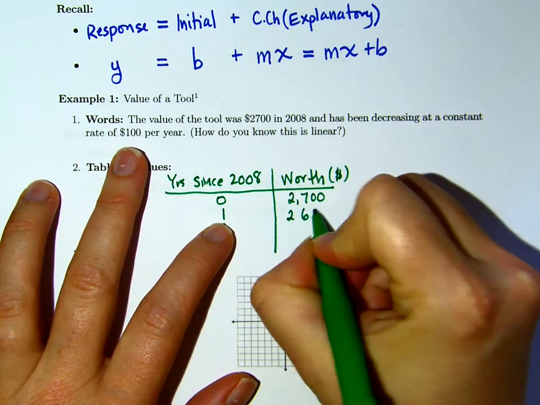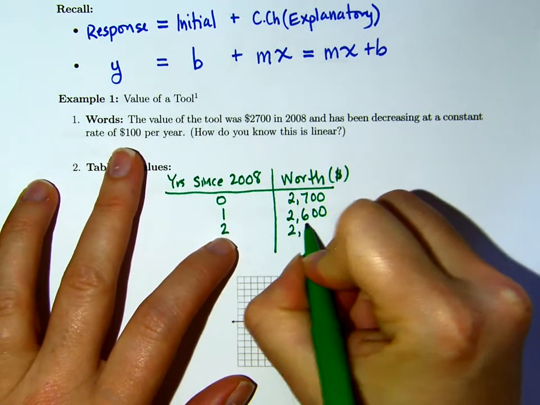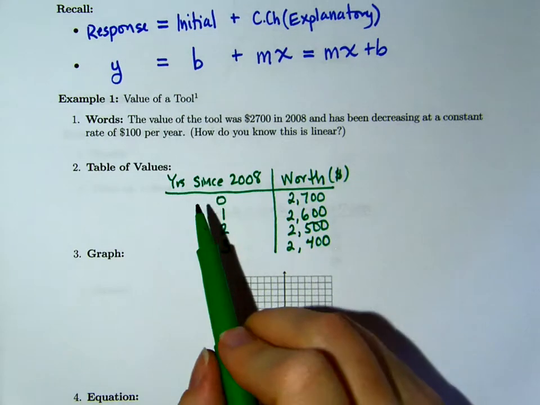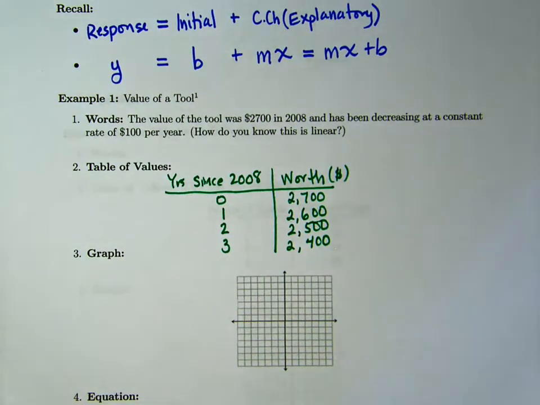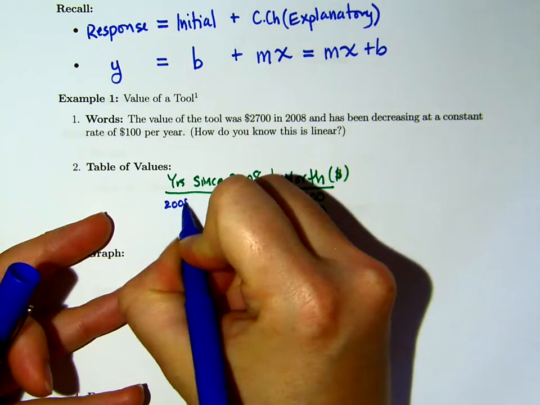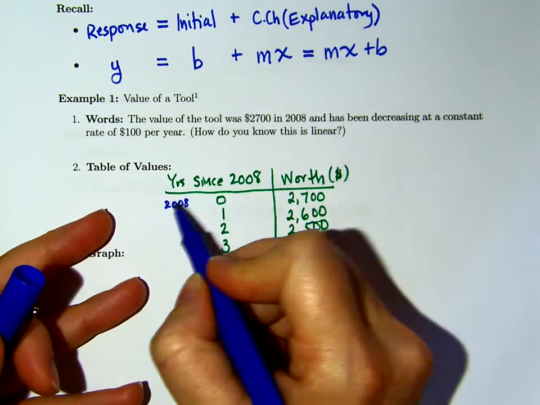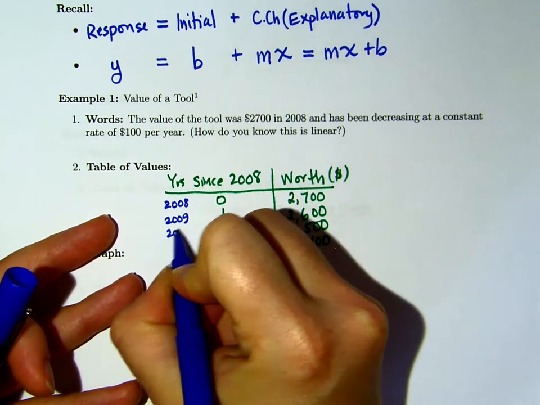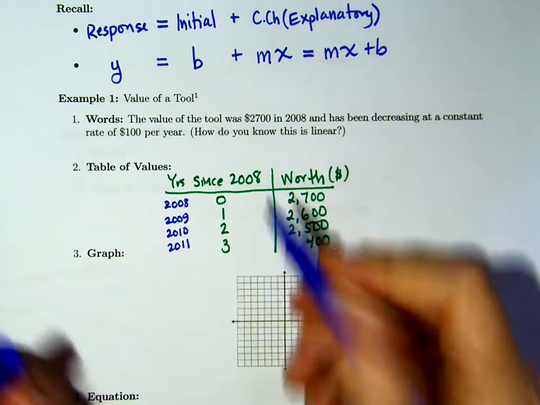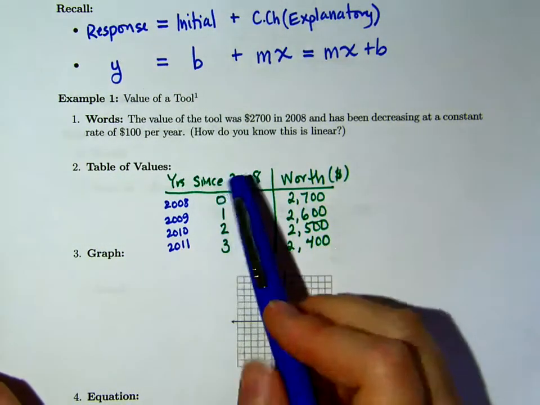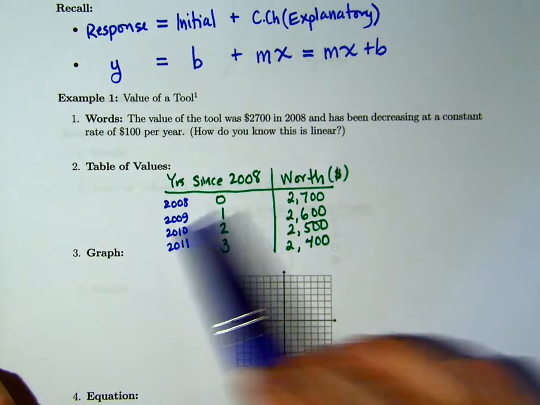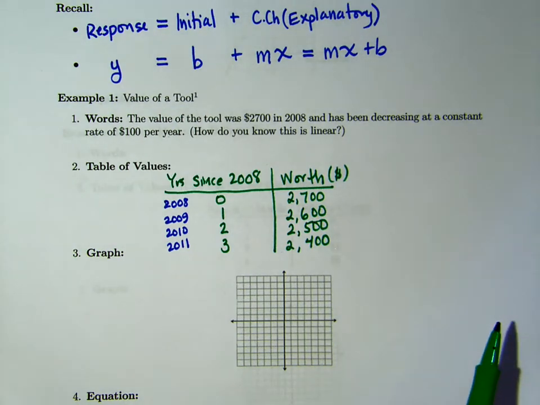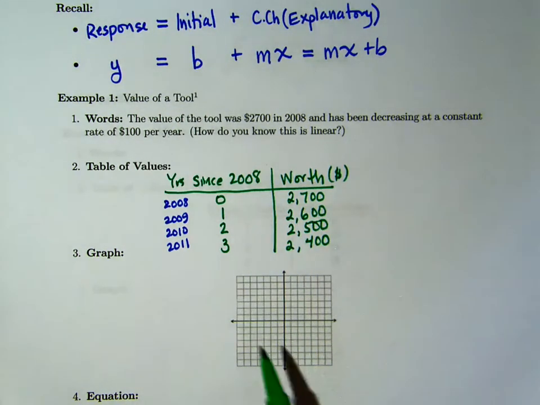So $2,600, $2,500, $2,400 with every year that passes. So in 2008, 2009, I usually like to write myself a reference here just to remember. If it's 0 years since 2008, that's 2008. 1 year later is 2009, 2 years later, 2010. Just so that I can get the connection between years since and the actual year, because we really don't like to go all the way out to 2008 just to make this linear graph.